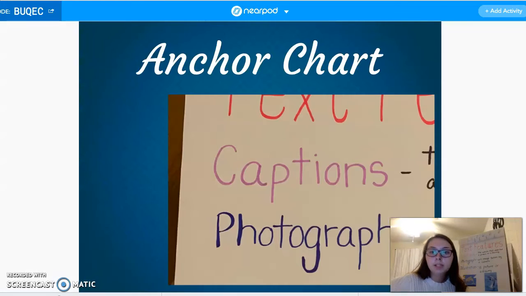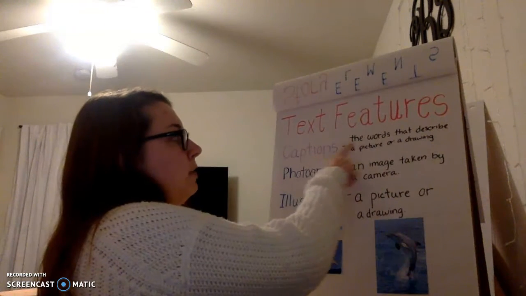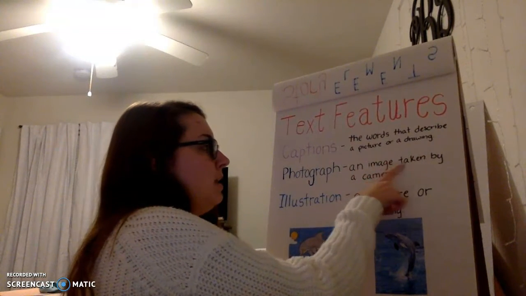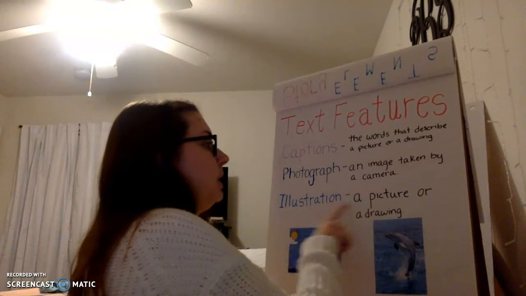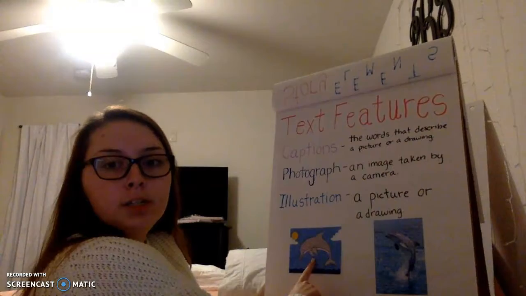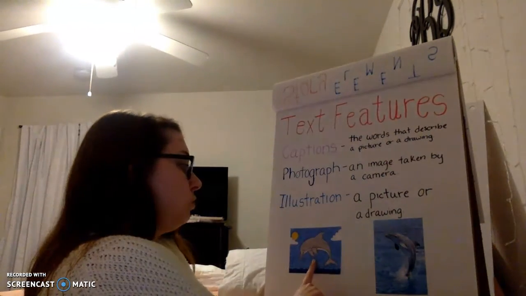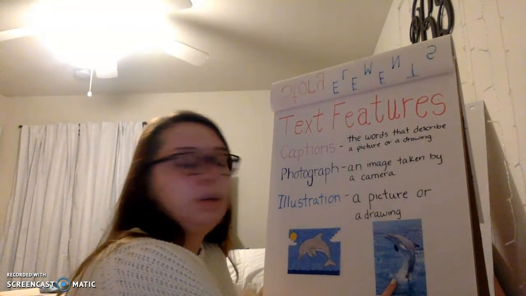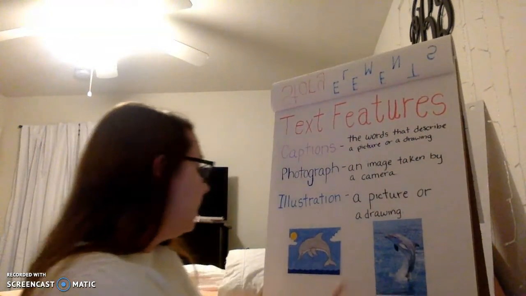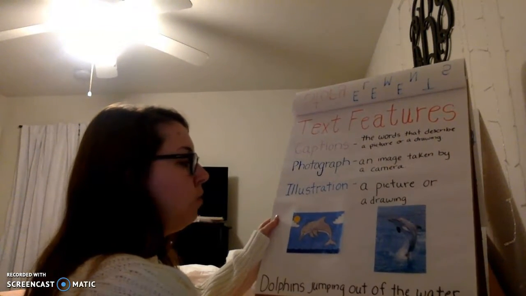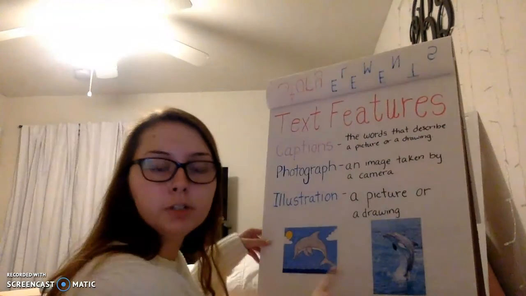Next, let's look at this anchor chart that's behind me. And let's look right here. We have captions, and they are the words that describe a picture or a drawing. We have a photograph, an image taken by a camera, and then an illustration, a picture or a drawing. So right here, we have an illustration. So you can see that the dolphin is drawn and colored, and then we have a photograph right here that is a picture of a dolphin, and it is taken by a camera and is not drawn. And then I have written a caption down here, and it says dolphins jumping out of the water, and it describes what is happening in both of the pictures.